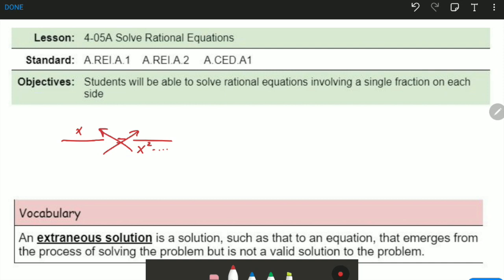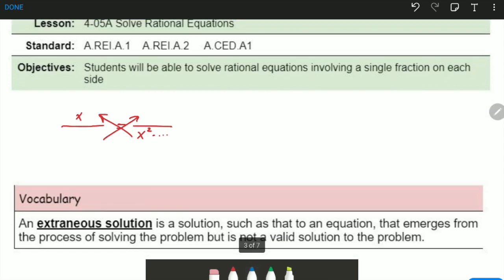One of the other common methods is to multiply all of the fractions, or all the terms, by the common denominator for all the fractions. And that's the method I'm going to be doing in this video.